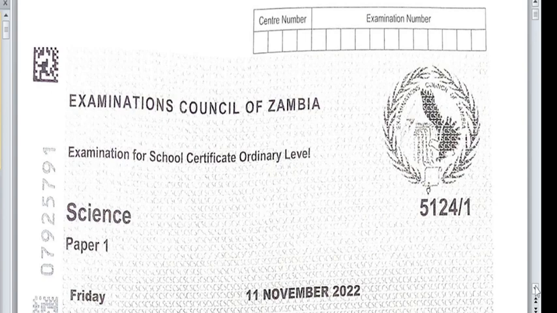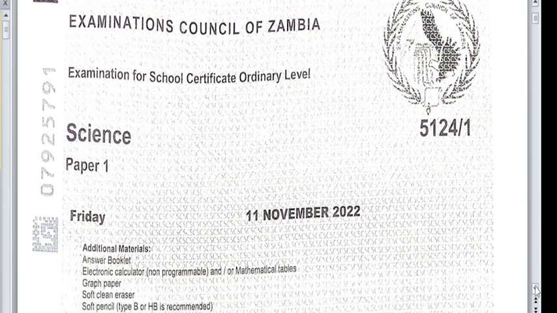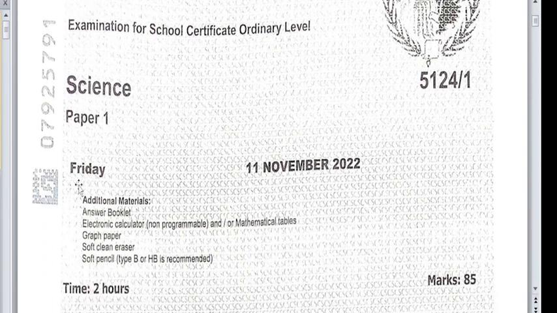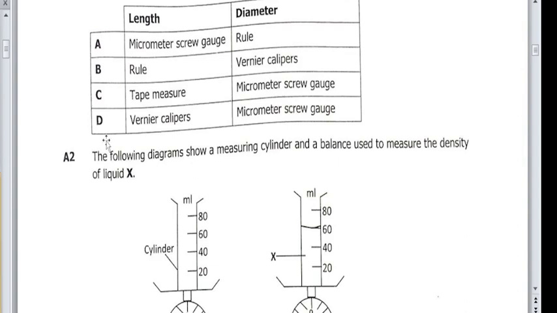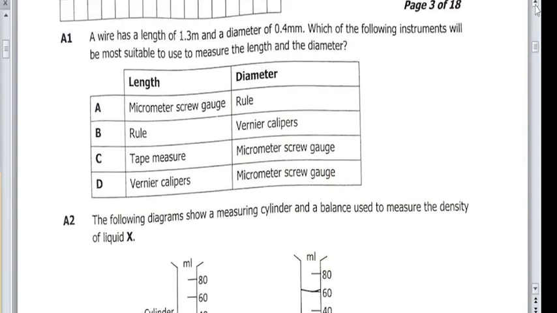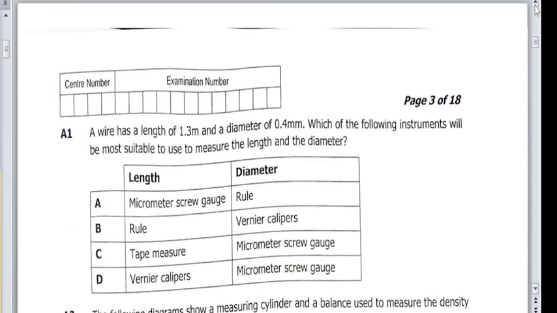The first part will only be the multiple choice section. So I want to concentrate on the multiple choice part. Then I will make other videos for other sections. So now we have this part, the multiple choice part. So we start with the first question.